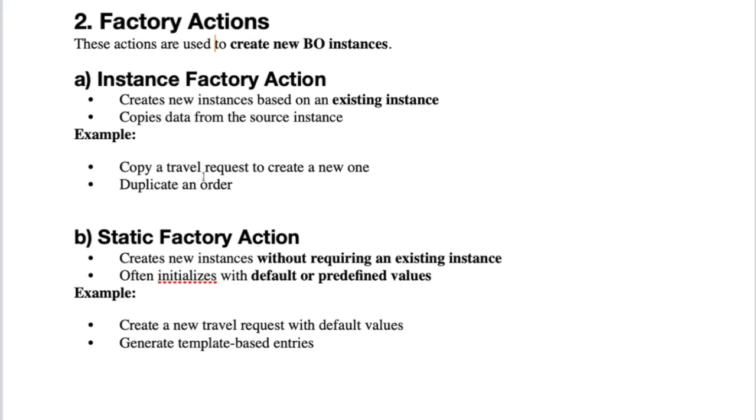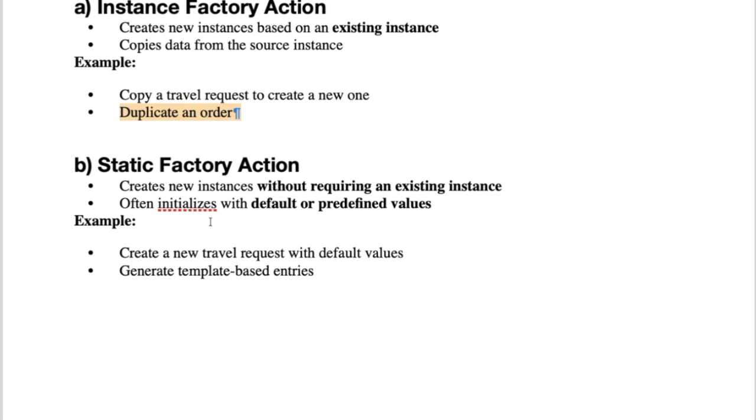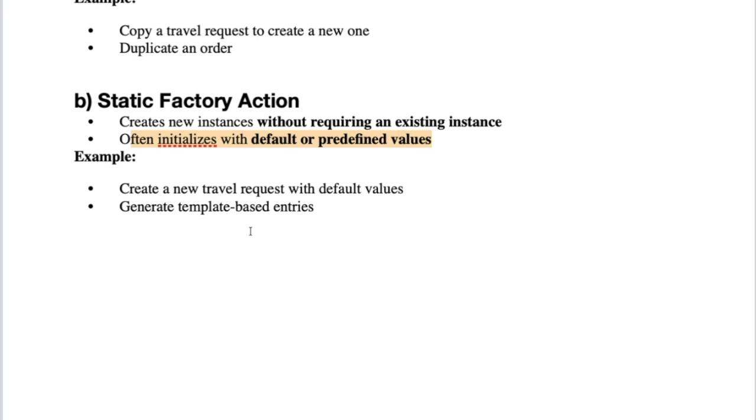So here, like in example, we can copy a travel request to a new one. We can duplicate one order. Static factory action. Static factory action creates a new instance without requiring an existing instance. Okay, so we are not creating a copy, we are creating a brand new instance. So it often initializes with default predefined fields. So default initialization also happens in this case. We also have an example for this one. For example, create a new travel request with default values, generate template based entries.